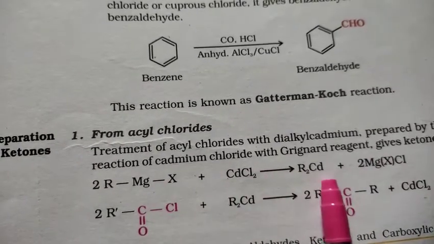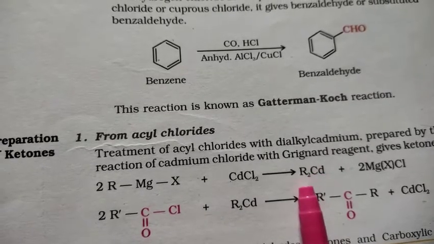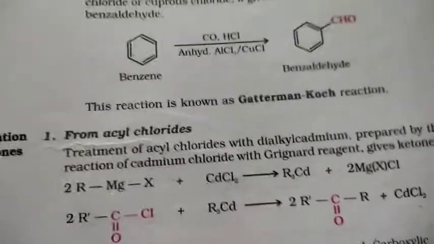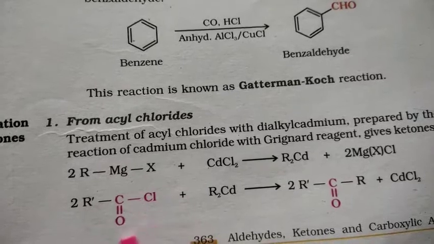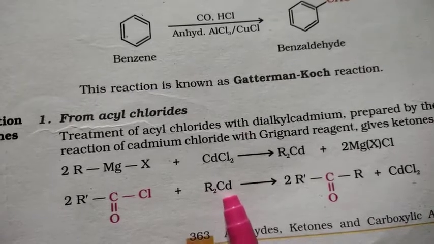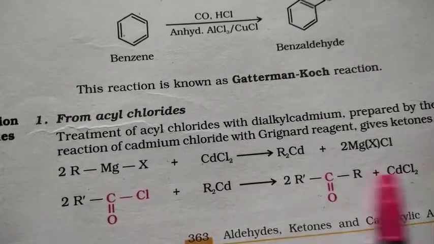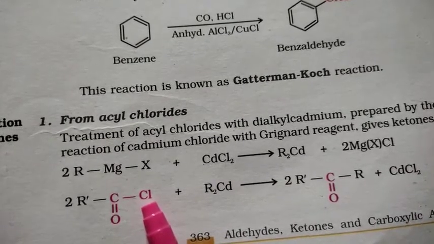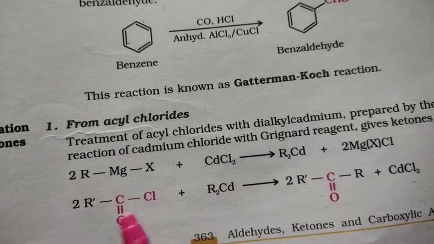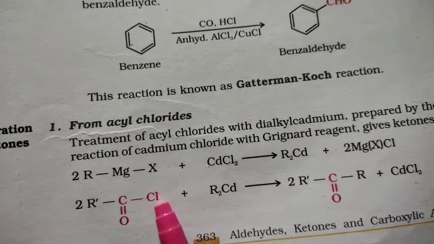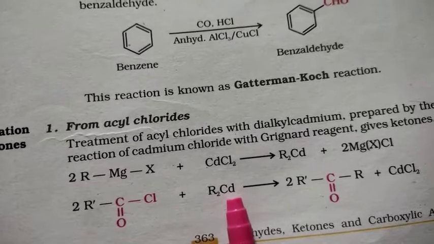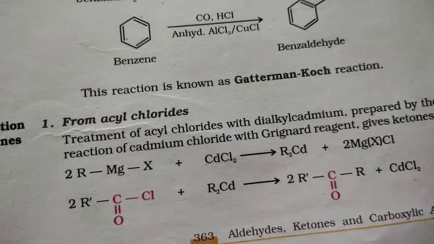So first we have to prepare the dialkyl cadmium, and with the help of dialkyl cadmium we will prepare the ketone. This is the R dash, which is already there in the acyl chloride, and this R is from the dialkyl cadmium, and we will get cadmium chloride as the byproduct. There are a total of 2 chlorides, so this chloride is substituted by the R and R, and this chloride will bond with the Cd. You will get cadmium chloride.